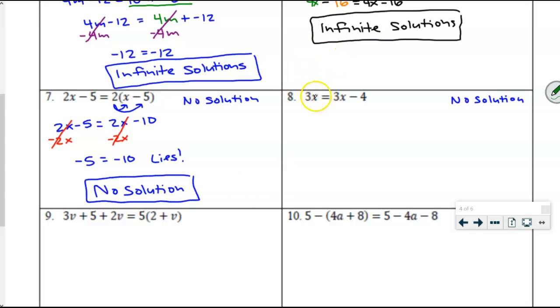And I can see here I have the same number of x's on each side. And I can see that I have nothing over here, and I'm subtracting 4. So that leads me to believe this is probably a no solution. When I take that first solving step and I zero out the 3x on this side, it ends up zeroing out here. Look at what I have left. 3x take away 3x, I'm left with 0. 3x take away 3x, I'm left with 0, but I still have the minus 4. So this is lies again. When we get to lies, we interpret that as no solution.